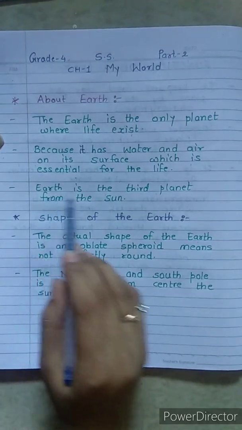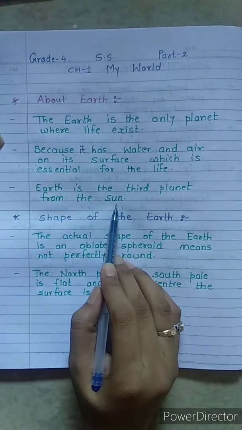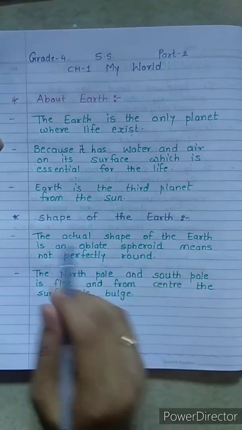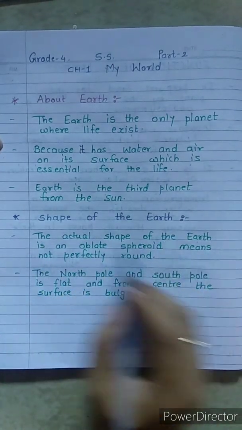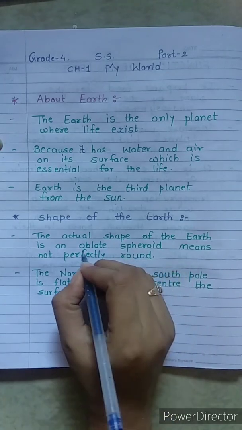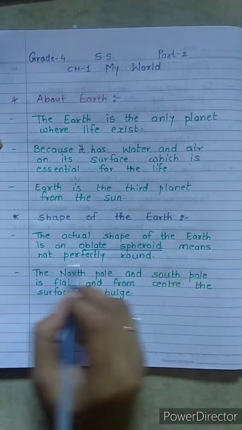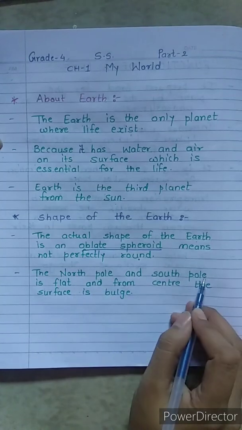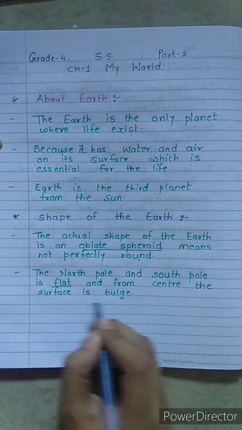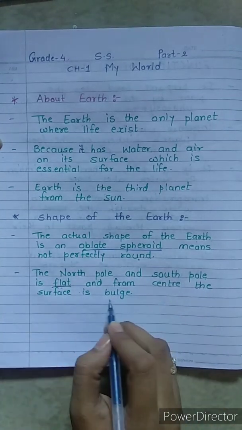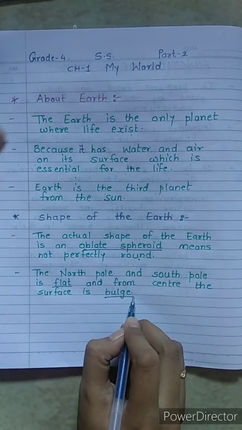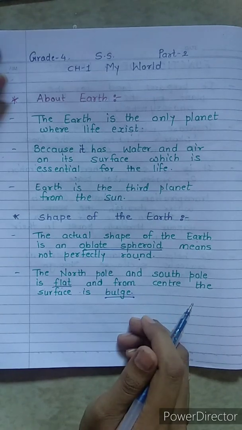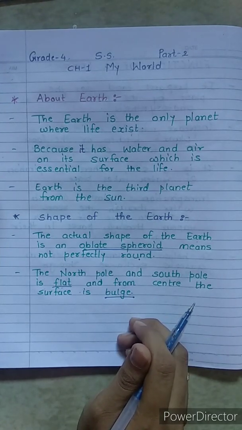Okay, then earth is the third planet from the sun. Then what is the shape of the earth? The actual shape of the earth is an oblate spheroid, right? Means not perfectly round. The north pole and the south pole are flat, and from the center the surface is bulged, means sticking out. Okay, so this is all about the earth and its shape.